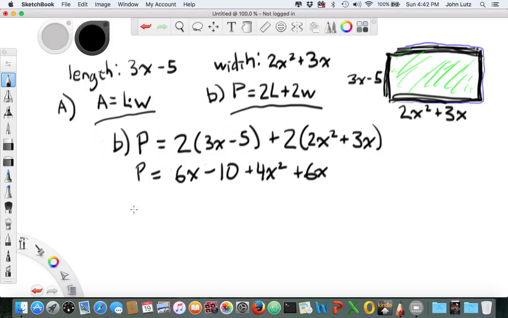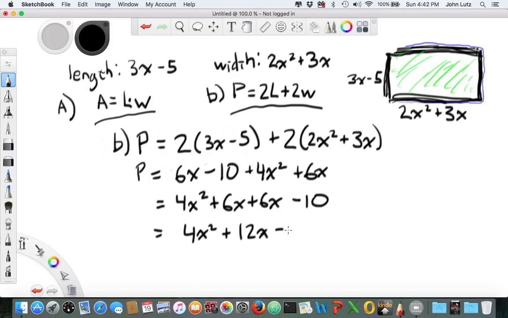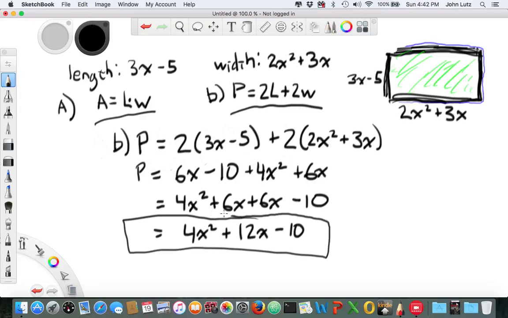Okay, so let's go ahead and rearrange this and combine our like terms. I'm going to say that this is the same as, I'm going to take my 4x squared, because that's the highest power, and then I'm going to take my 6x plus 6x, and I'm going to take my minus 10. So that's going to be the same as 4x squared plus 12x minus 10. And guess what? You are done. Wonderful.